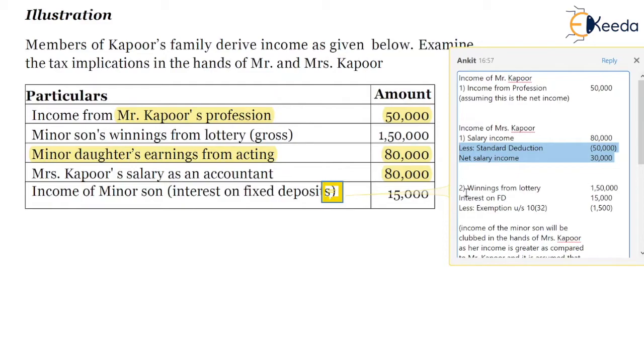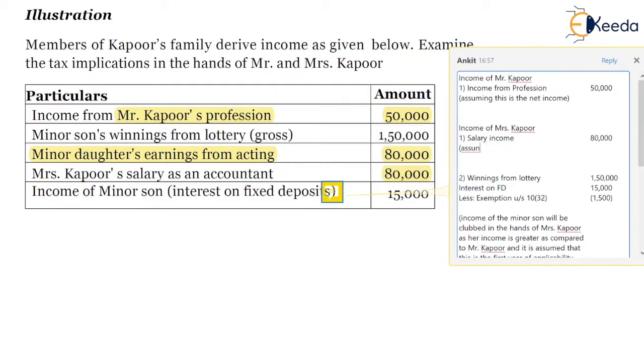So you can always put a note therein, and in such a case, since you have already solved assuming that Mrs. Kapoor's income is greater, you can put a note saying that salary income, assuming this is the net income, thereafter, 80,000 will be greater than 50,000, and accordingly, winnings from lottery and other income of minor son and minor daughter will be clubbed in the hands of Mrs. Kapoor. Correct, friends? So, friends, this completes this illustration.